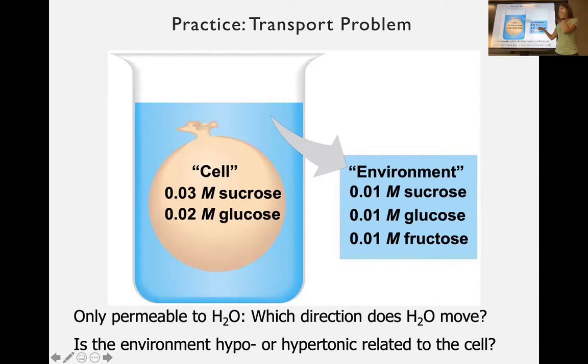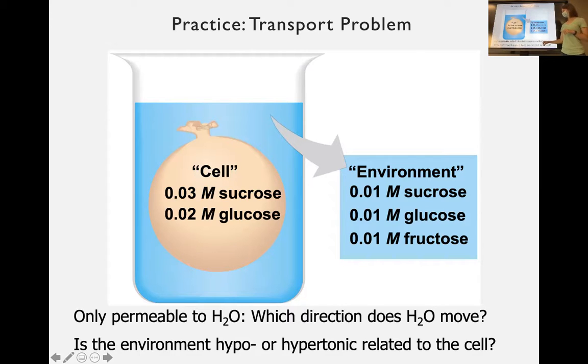You may not be familiar with this unit, but just think of it as how much solute there is. In here we have 0.03 and 0.02. So that's 0.05, right? If you add that up, we have 0.05 solute in here. In the environment, we only have 0.03. So water moves into the cell because it's moving towards that higher solute concentration. It wants to dissolve that solute really badly.